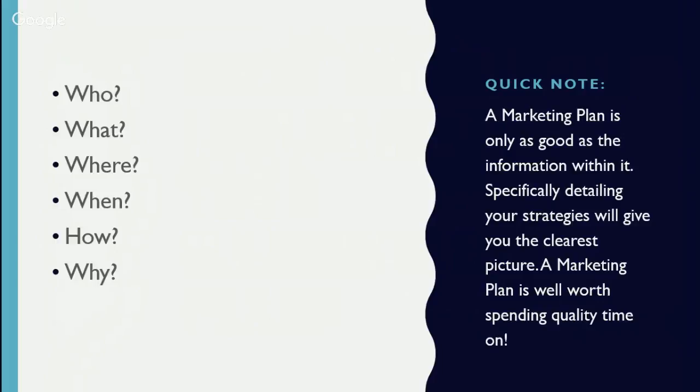So while this class is going to be fairly short, because we're just doing an overview, actually putting your marketing plan together is going to take some thought and some time, and you want to put some quality time into that. Otherwise, you're going to have a crummy marketing plan that's going to serve you no good, and you're going to be wondering exactly what you're doing and why you're failing. So you do want to put some quality time in the marketing plan. As for what to include, it's your standard who, what, where, when, how, and why. So all of those need to be covered in your marketing plan.